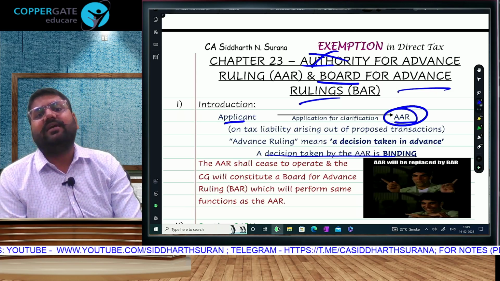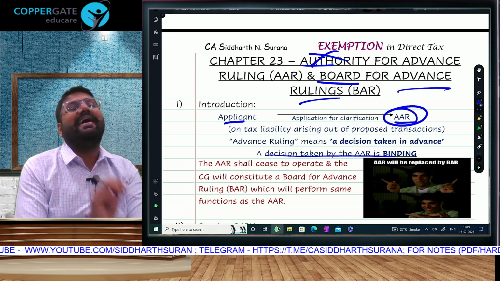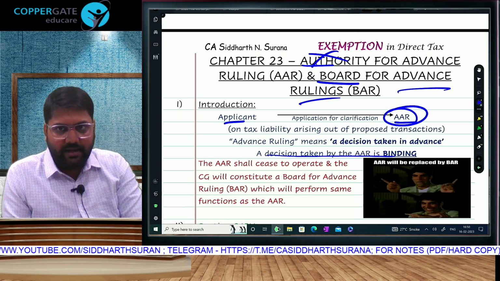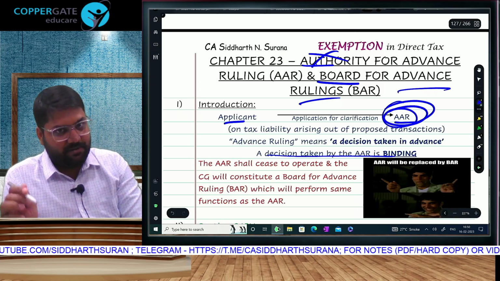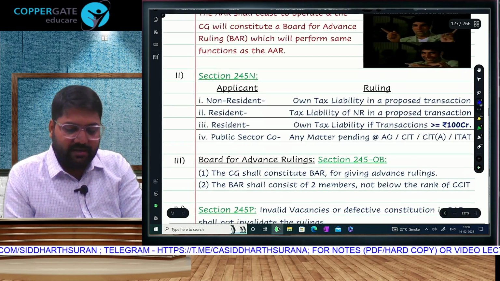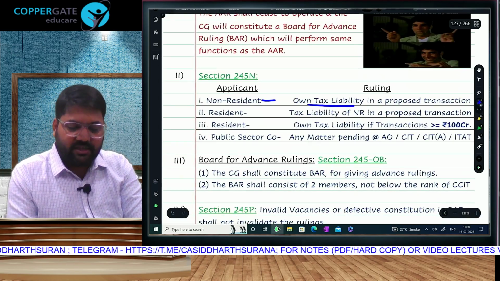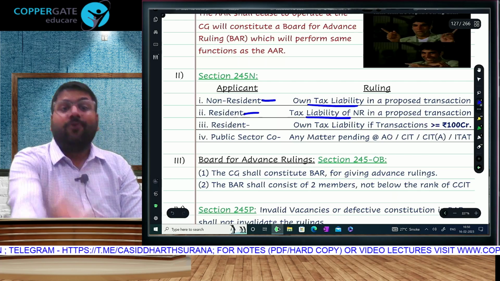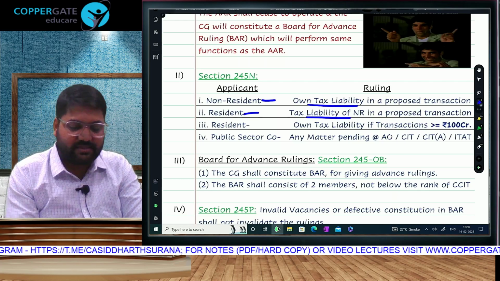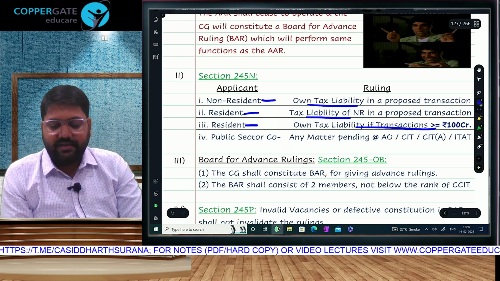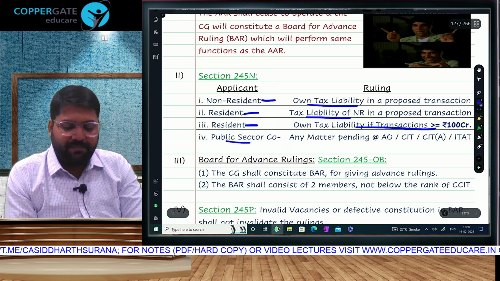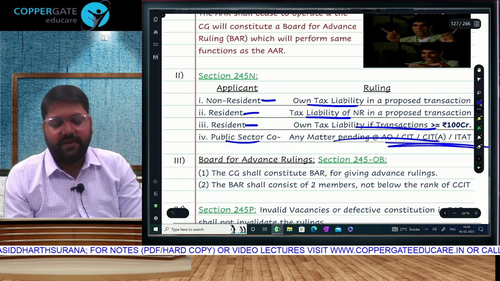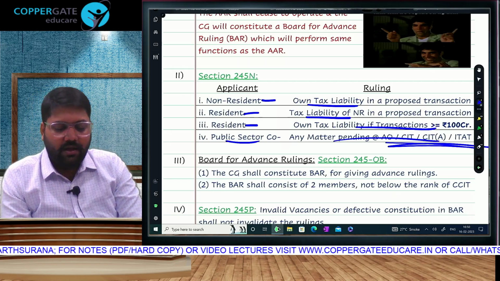Okay, the decision taken by the AAR was binding, but the BAR's decision is not binding. Somewhere in the chapter they said that there is a section under which you can file an appeal against the BAR's order. AAR was non-appealable, but BAR is appealable. Who will apply? A non-resident with respect to his own tax liability, a resident with respect to the tax liability of the non-resident with whom he is doing the transaction, a resident if the transactions are 100 crore or more, and a public sector company in respect of any matter which is pending with any AO, CIT or ITAT.